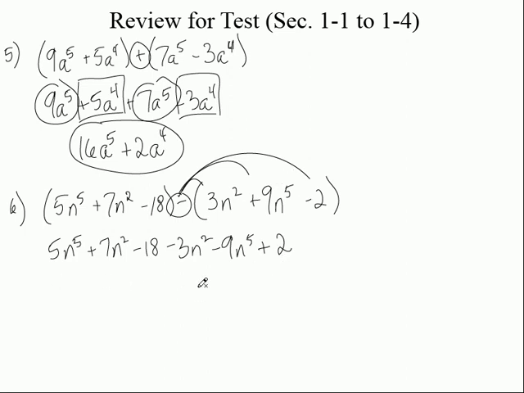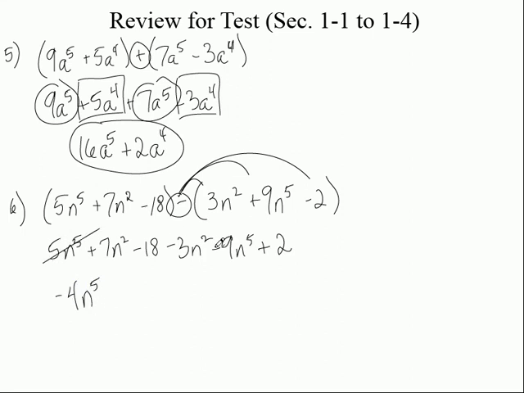Now let's go through the whole thing and find some like terms. I always like to start from the highest power first, all the way down. We call that descending order. You don't have to. It doesn't matter what order you put them in. I just kind of like to do it that way. N to the fifth. Do you see any other n to the fifths? Right here. So let's do those. 5 minus 9 is negative 4. What's my term? N to the fifth.